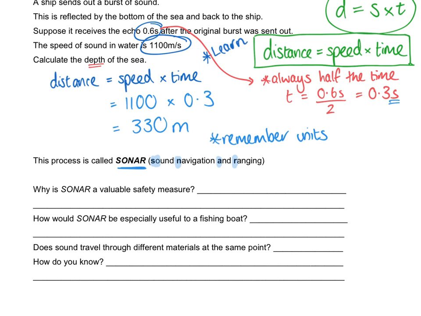Sound, navigation and ranging. So it can help boats navigate, can help other vehicles navigate. And it can also help with ranging, in other words, judging distances between things. So for our boats, judging the distance to the bottom of the sea, and also maybe judging the distance to a group of fish.